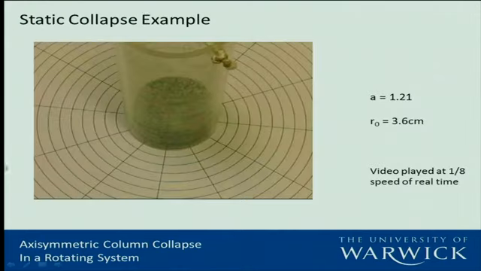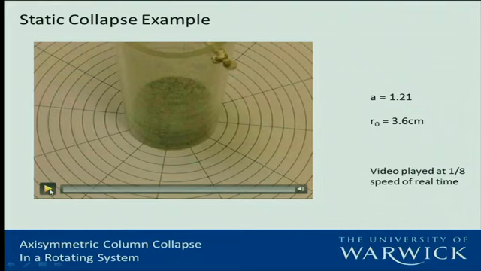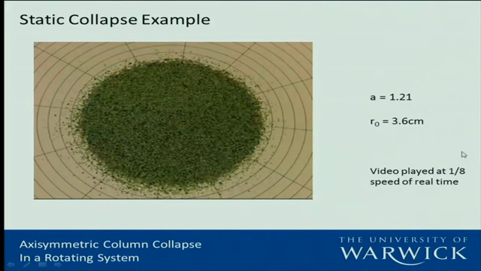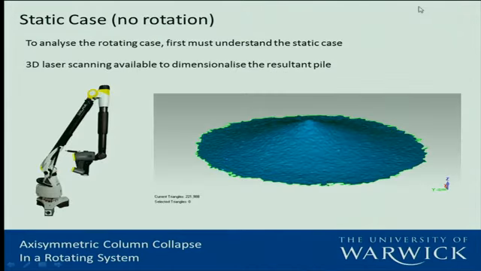I first of all just want to quickly talk about the static case. Here we've got our granular column, and it's going to be allowed to collapse with the cylinder removed. What you'll see is that there's some crumbling at the periphery of the column, which then spreads out radially, and the other layers over the top will then spread over the rest of it.